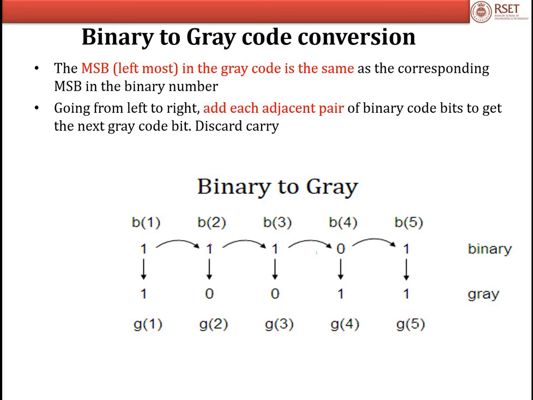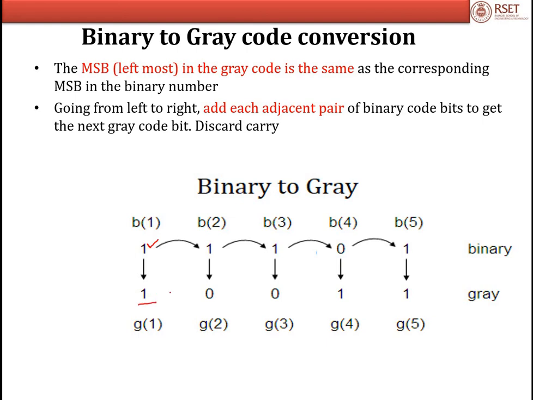A binary number 11101 is given. So its bits are clearly shown. That's binary bit 1, bit 2, bit 3, bit 4, bit 5. So correspondingly the gray code bits, gray code bit 1, 2, 3, 4 and 5 is written. We will see how the gray code is obtained. So the first step is the MSB of the gray code is same as that of the binary number.